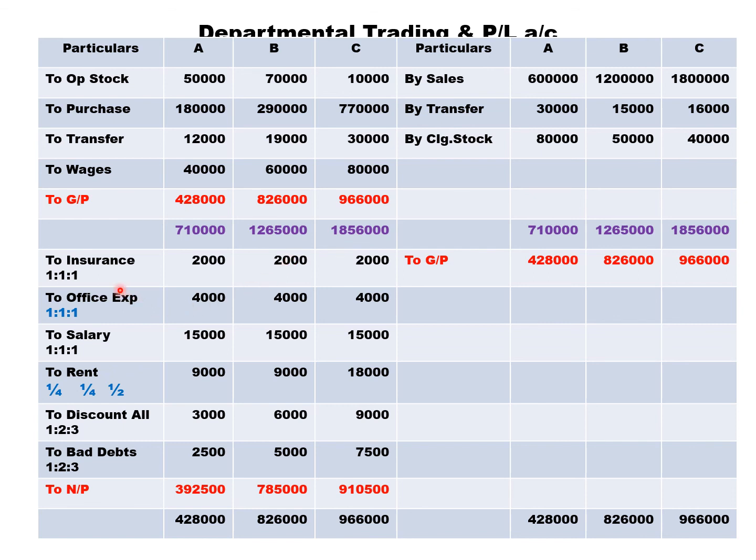Then insurance distribute equally, office expenses equally, salary equally, rent to be distributed 1 by 4, 1 by 4, 1 by 2 as mentioned in the question. Discount allowed to be distributed in sales ratio, bad debts to be distributed in sales ratio, and then you get net profit of 3,92,500, 7,85,000 and 9,10,500.